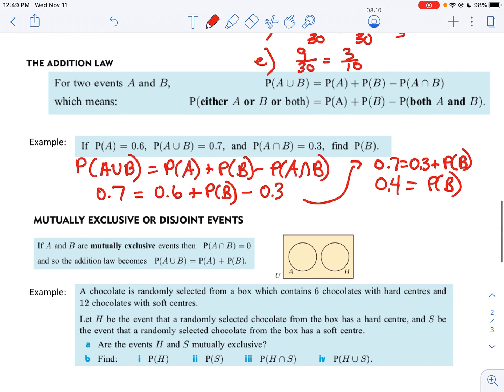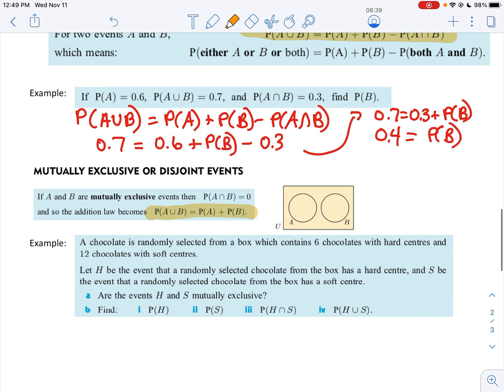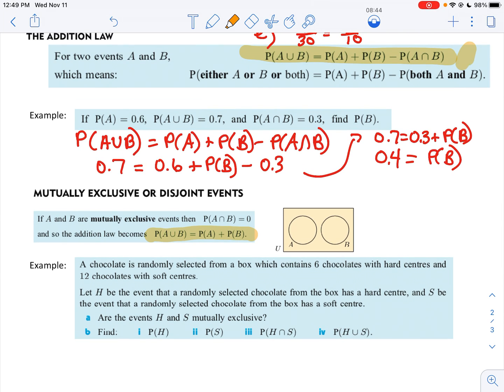All right, last idea here. We already talked about this, but we're going to talk about it again. If A and B are mutually exclusive events, that means they have no overlap, they have nothing in common, then the probability of A intersect B is 0. So what that does is that takes the addition law up here and it makes the probability of A intersect B 0, so we can condense it to probability of A union B equals the probability of A plus the probability of B.